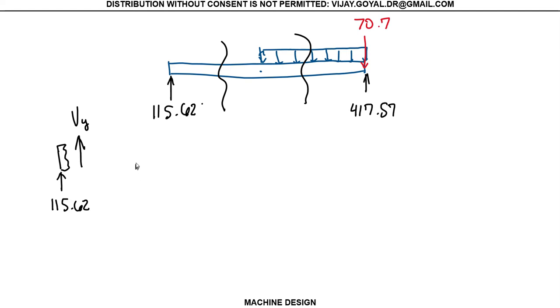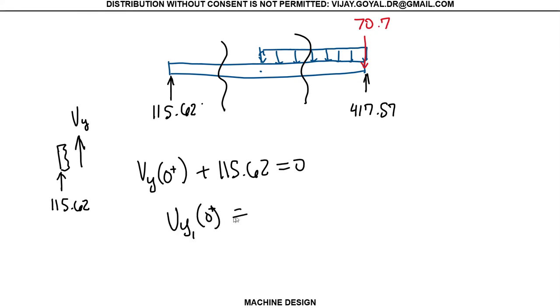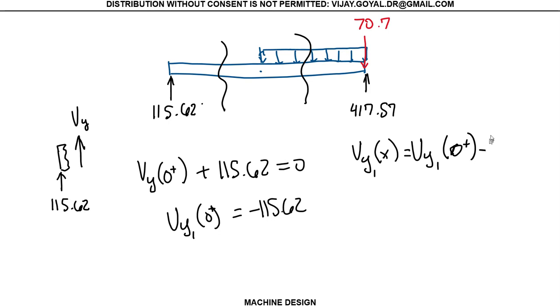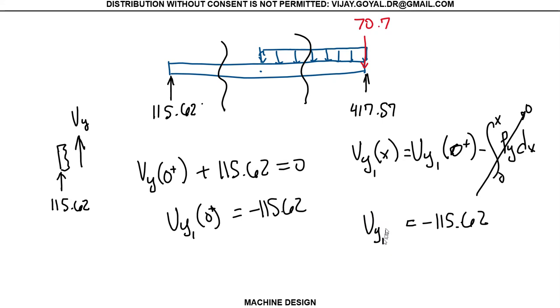So if I just did this, we see that Vy at 0 plus 115.62 is equal to 0. So Vy1 at 0 plus is equal to minus 115.62. So that means that Vy1 of x is equal to Vy1 at 0 plus minus integral 0 to x of py dx. There's no distributed load applied in this segment. So this is actually equal to minus 115.62. It's going to be a constant value. This is Vy1 of x. So now we move on.